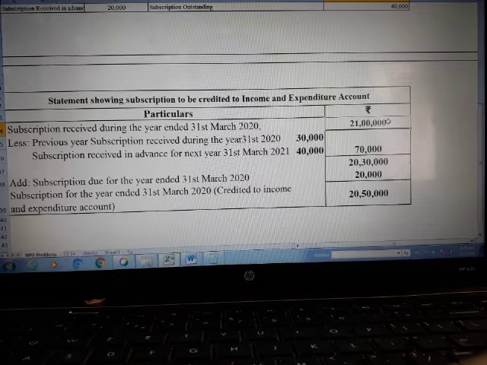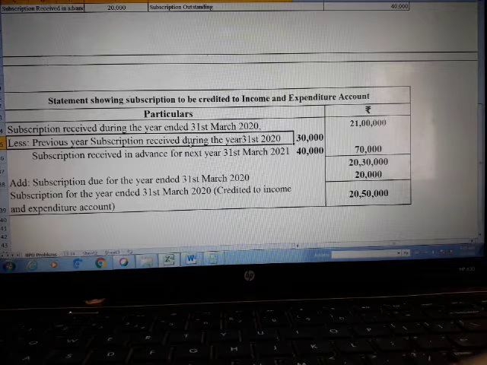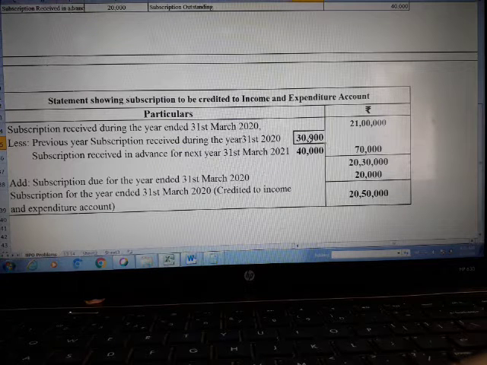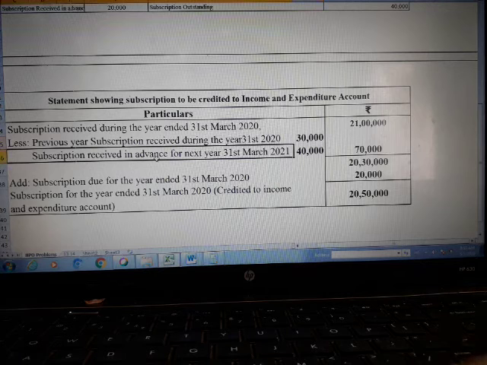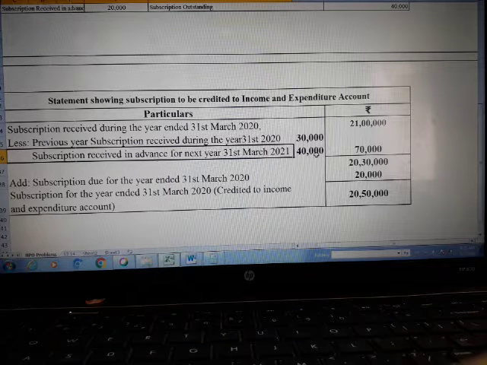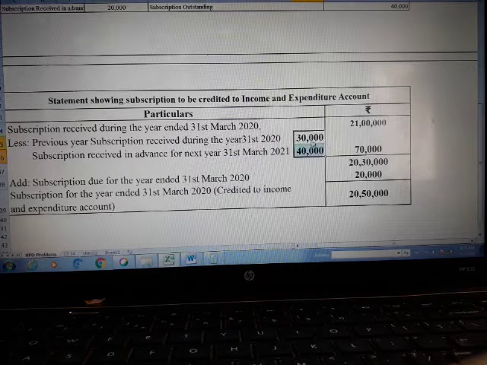The next one is you are going to bring in the two amounts which you have to deduct. That is previous year subscription received during the year, that is 30,000 rupees, and the subscription which you have received in advance for the next year, 40,000. So altogether if you club these two, it is 70,000 rupees. This you have to eliminate from 21 lakhs. That will give you a total value of rupees 20 lakhs and 30,000.